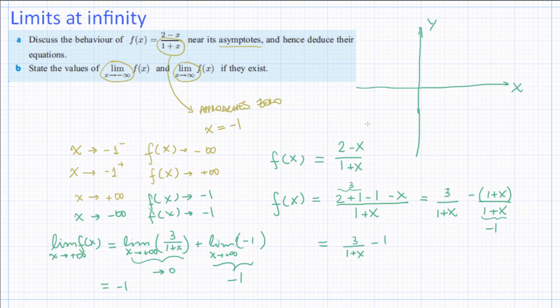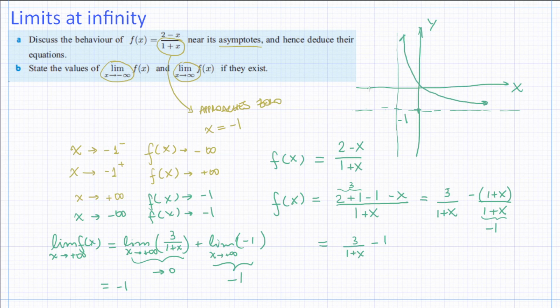So now we would be able to plot our graph. So if this is negative 1, this is our asymptote, our horizontal asymptote. And we also have some vertical asymptotes, so negative 1 as well. So our function would look like this.